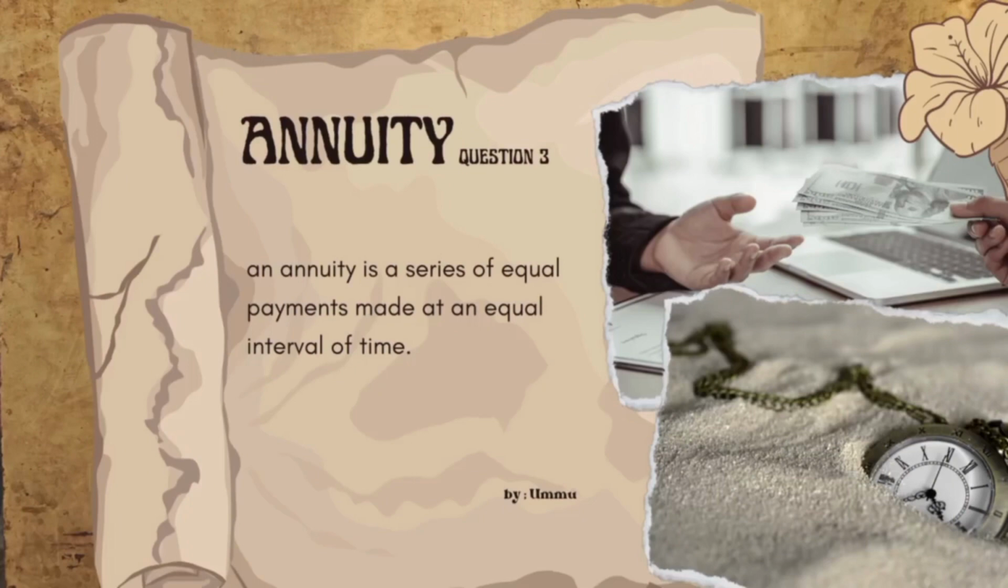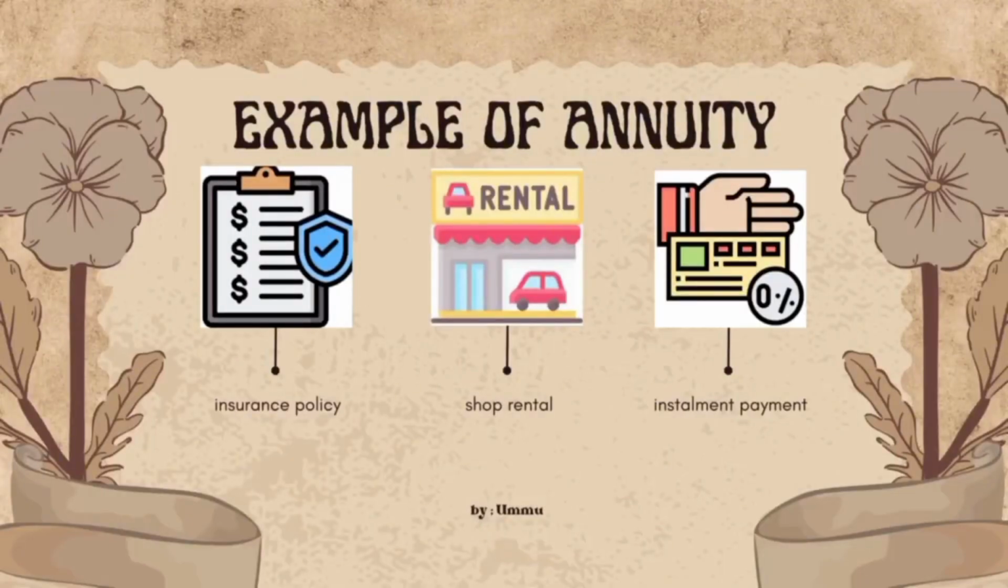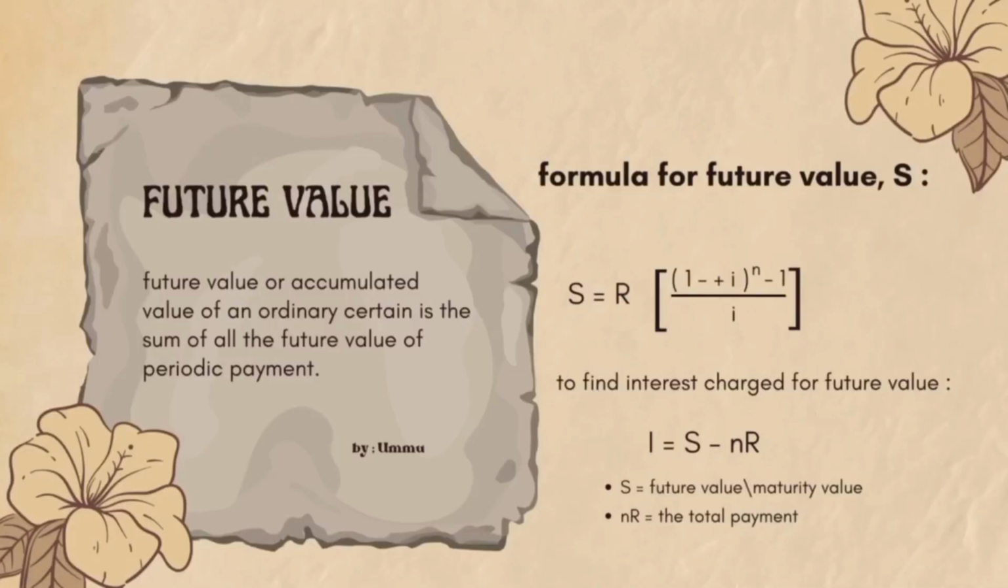What is annuity? An annuity is a series of equal payments made at an equal interval of time. Examples of annuity are shop rental, insurance policy, installment payment, and so on. Equal payments are deposited or paid periodically over time. Future value of an ordinary annuity certain is the sum of all the future values of the periodic payments.